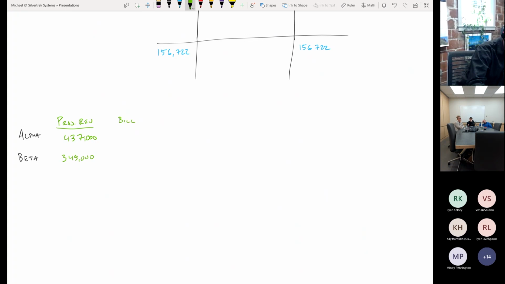Billings to date. Now on alpha, we've billed $281,000. Beta still zero. Cost to date. I'm sorry, projected cost. Projected cost. Alpha is still chugging along, $247,000. Whoops, I said that wrong. I wrote down the wrong one again. I'm looking at the wrong column. $395,000. Still chugging along, roughly 10%.